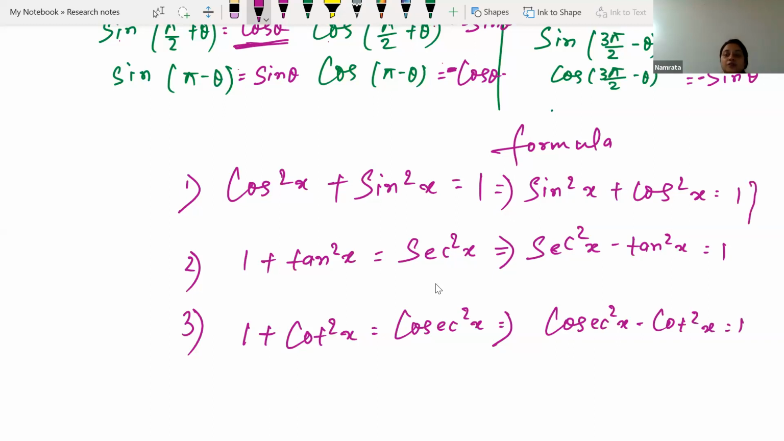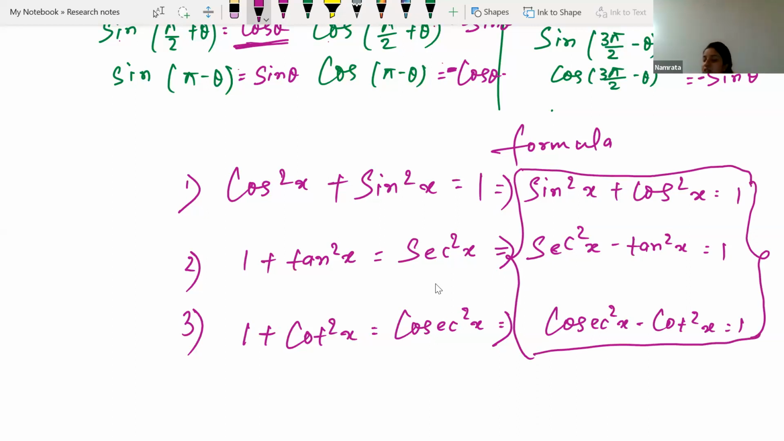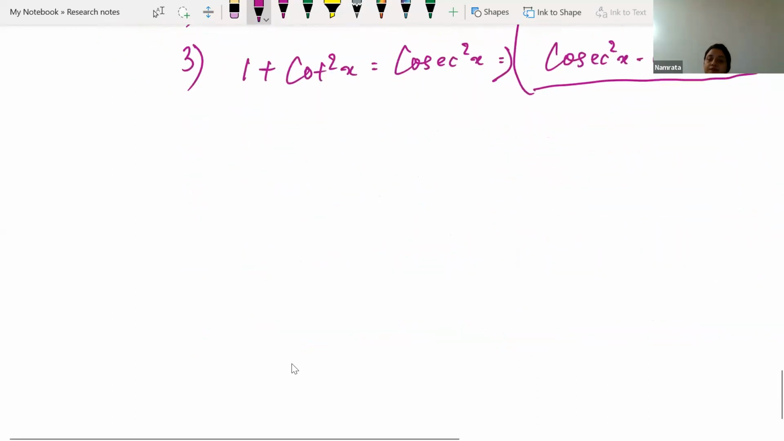So we are going to use these three formulas, okay? Sine square x plus cos square x is equal to 1. Sec square x minus tan square x is equal to 1. Cosec square x minus cot square x is equal to 1. These are the three formulas, okay? Can both of you see? Yes, ma'am. We are going to use these formulas while solving the questions.